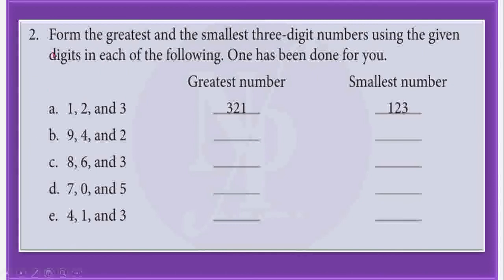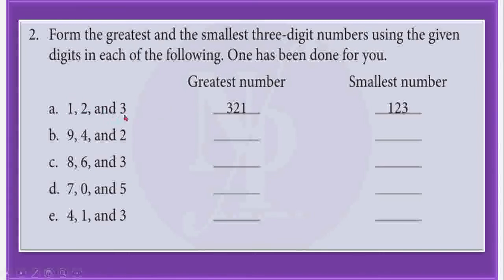Question number 2. Form the greatest and the smallest 3-digit numbers using the given digits in each of the following. One has been done for you. So here we should not write all possible numbers. We should write down only the greatest number and the smallest number using the given digits. One example is shown here.